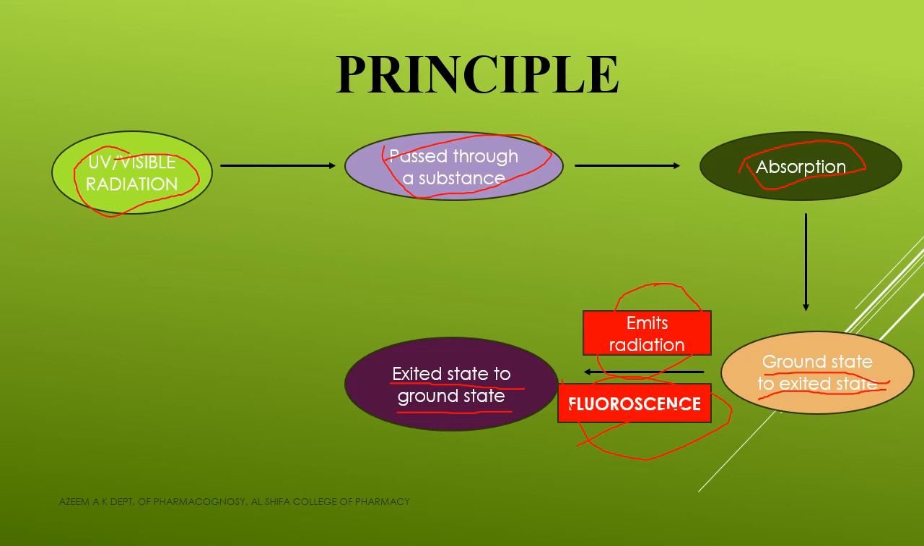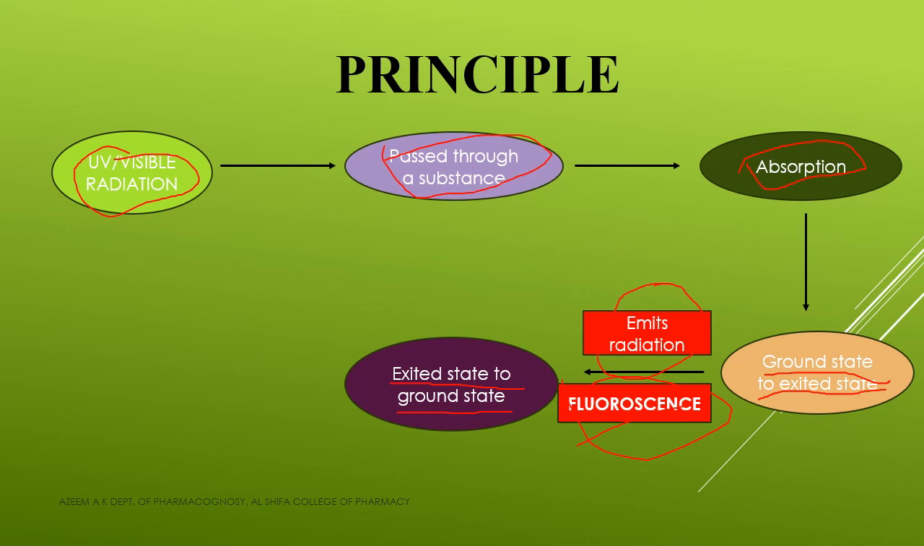Clear? So when UV or visible radiation is passed through a substance, it will undergo absorption of this light, and at that time the electrons present there will undergo a transition from the ground state to the excited state, and after some time they will return back to the ground state, and during this return process it will be emitting radiation, and this radiation is known as fluorescence. Clear? So this is the working principle of fluorimetry. The instrument used in fluorimetry is known as the spectrofluorimeter.